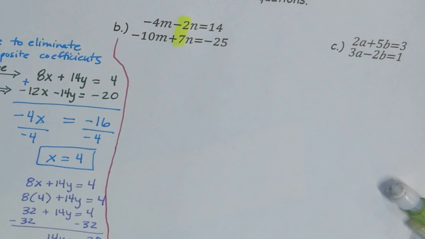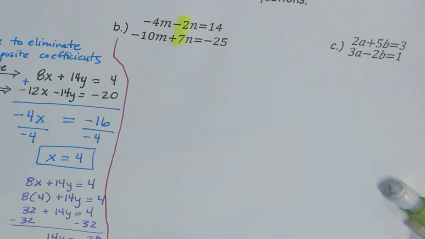Can you do the multiplication and write your new equations after that multiplying? And if you do finish that, go on to part C. Spoiler alert, part C is going to have some fractions. Part B will not have fractions.